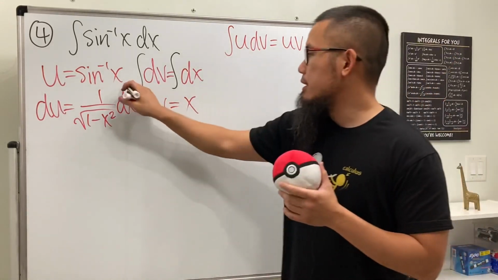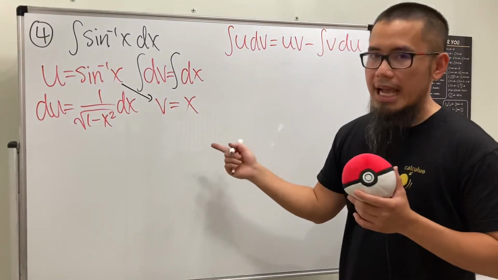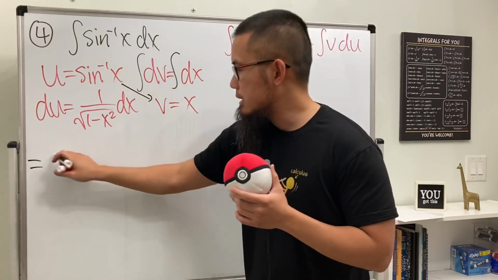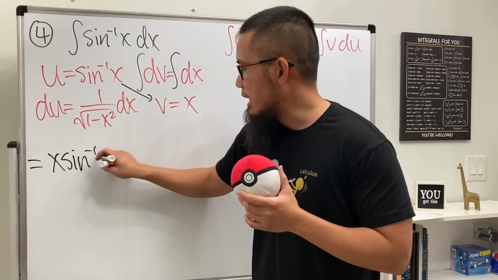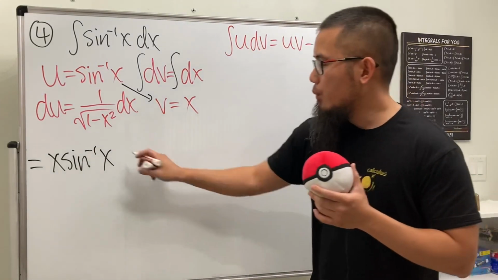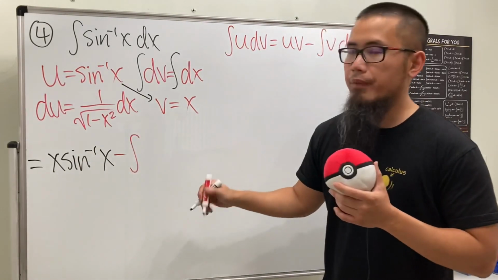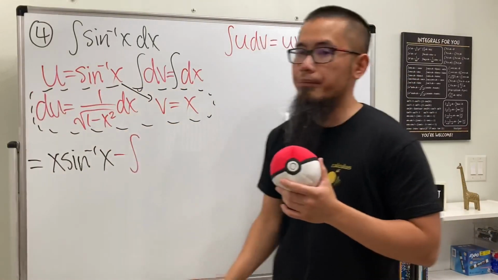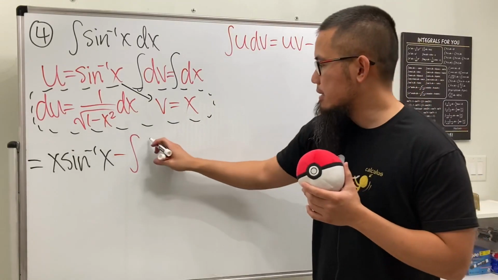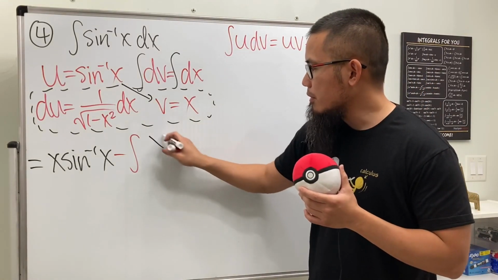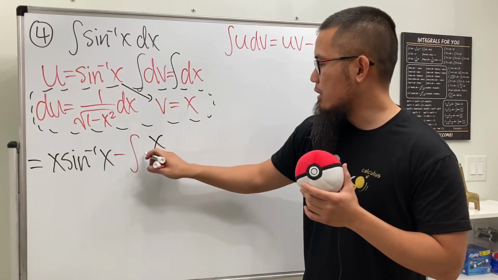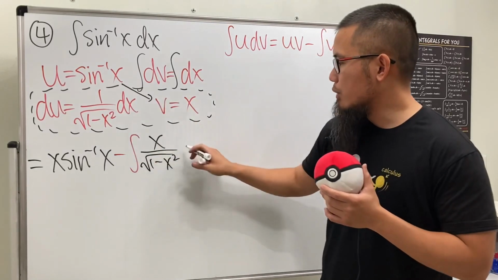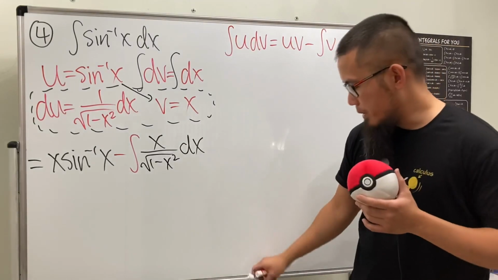So now, let's go ahead and do u times v, which is just that diagonal. That will give us the first part of the answer, which is this times that, x times inverse sine x. And then we have to minus integral, and we are going to put these two things together inside of that integral. So we have x right here, and then I will just put that down over square root of 1 minus x squared, and we also have the dx. So that will be it.